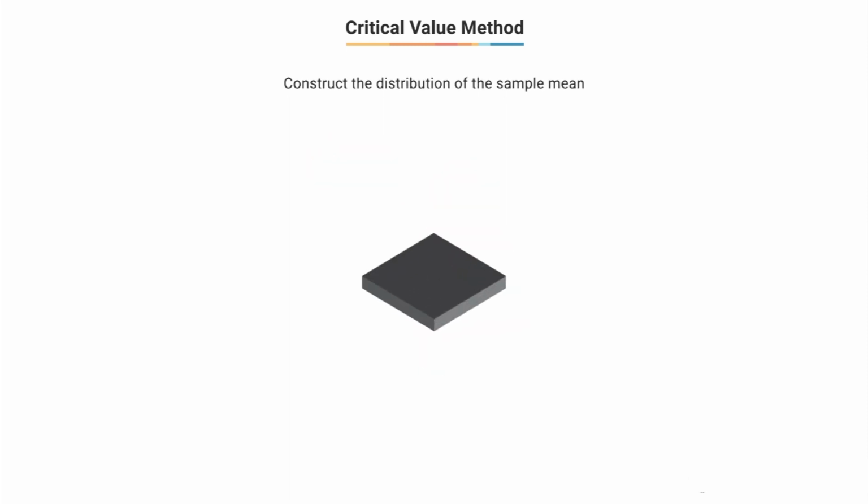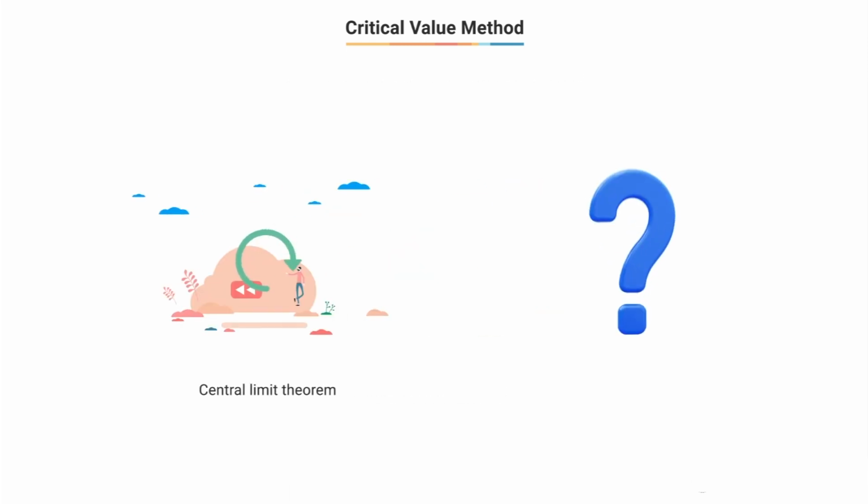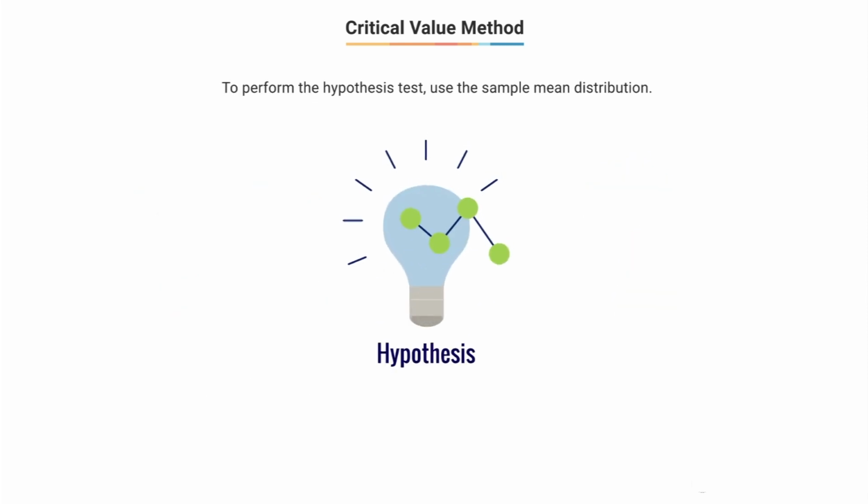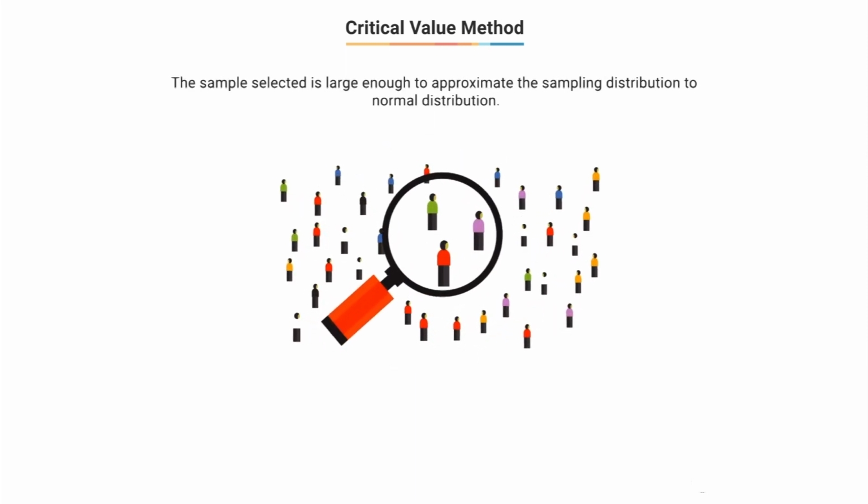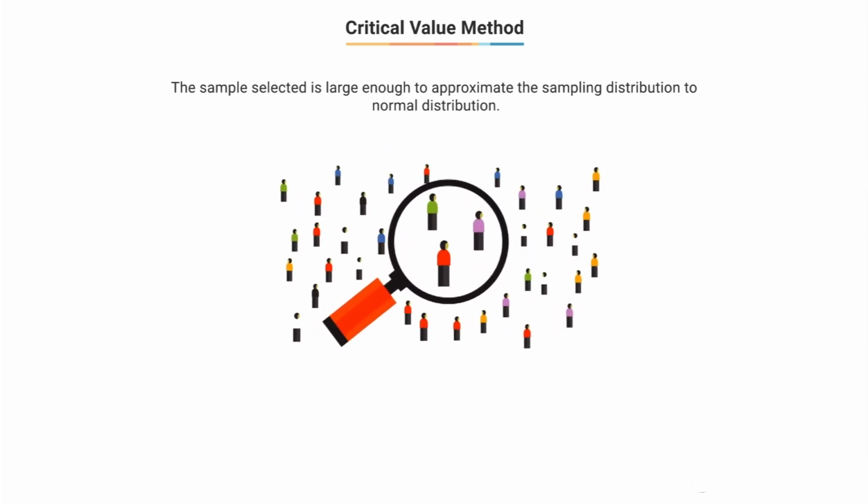Now you'll have to construct the distribution of the sample mean. Recall the central limit theorem here. So how does this theorem help us here? We are going to use the distribution of the sample means to perform the hypothesis test. Once again, recall that you should choose a sample which is sufficiently large in order to be able to approximate the sampling distribution to a normal distribution.